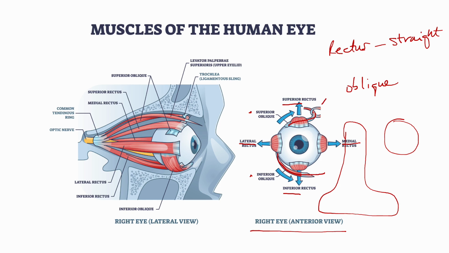Now, this little structure right here, where that superior oblique muscle is traveling through, is called the trochlea, like a little hook, if you will, or a little pulley. And that's why we have the trochlear nerve, because it innervates that muscle that goes through that little trochlea.